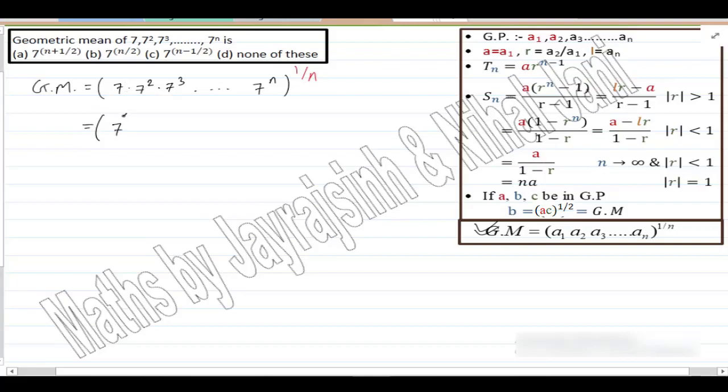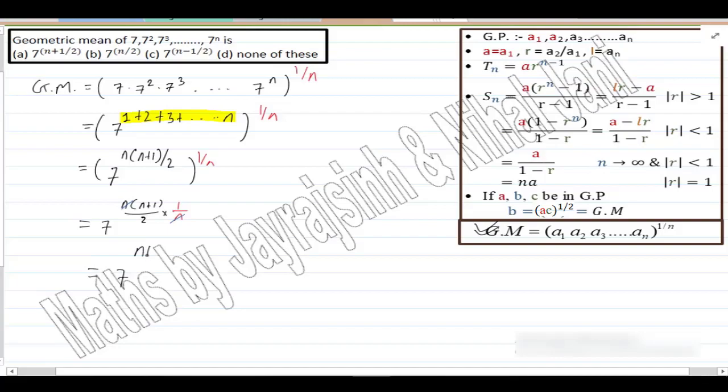Here we have 7 raised to 1 into 7 raised to 2, or we can say 1 plus 2 plus 3 up to dot dot dot n, and whole raised to 1 by n. As you can see, in the power of 7 we have the summation of the first n natural numbers, and it is actually n into n plus 1 divided by 2, right? Now we just have to simplify. Let's write down the extra step so you can understand very well. By 2 into, we have 1 by n, and here your n will cancel out. Tada! Your final answer is 7 raised to n plus 1 by 2, option A.